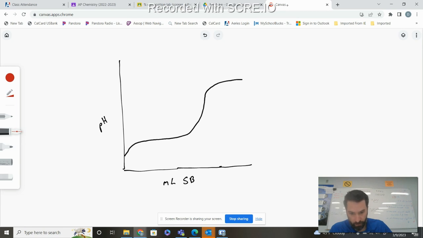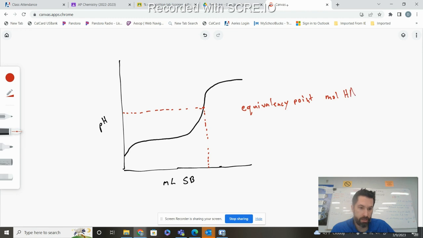So first off, the steepest point on the graph right here, that is your equivalency point. Okay, so that's the equivalency point. We've already talked about that. And that is where we say the moles of your HA equal the moles of the base that's added, the OH minus added.